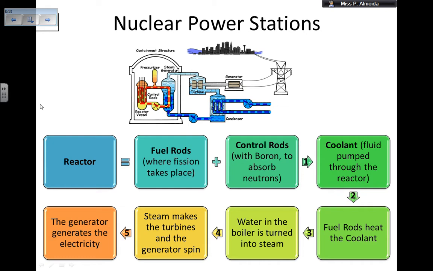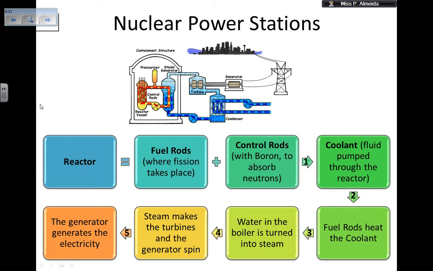So I have the reactor. When nuclear fission takes place, the coolant, the fluid, is pumped through the reactor, okay? And as the fuel rods heat it up, the coolant is going to go into the part where the boiler is, where the water is. So the water in the boiler is turned into steam. The steam is going to go into the turbines, which makes the turbines spin, which makes the generator spin, and the generator generates electricity, which is going to be transferred to all the country through the national grid.